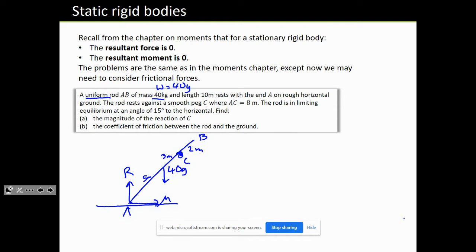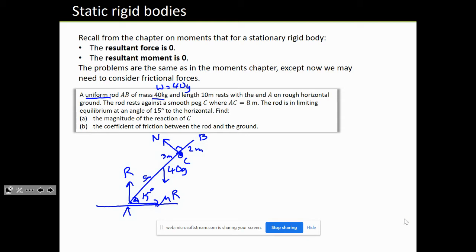And the rod is in limiting equilibrium, which means our frictional force is the maximum friction that we could have before it starts to move. And we have an angle of 15 degrees to the horizontal. Find the magnitude of the reaction at C. So the reaction at C, I'll call N. That's this. Here it's perpendicular to the surface of the peg C, which is perpendicular to the rod itself.